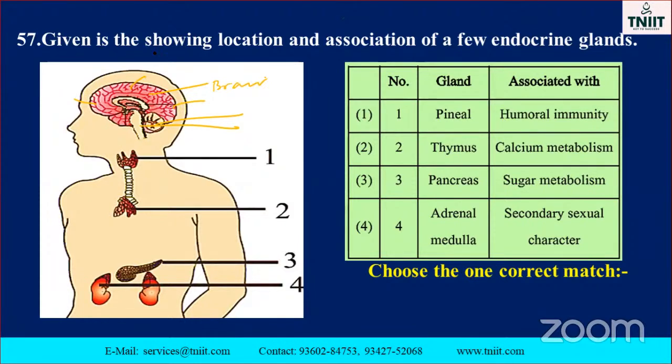Here, see the question: the diagram is showing the location and association of a few endocrine glands. Where is the pineal gland? First one is the pineal gland. Pancreas, where is it? Thymus, where is it? Adrenal medulla, where is it? A corresponding option is there. The pancreas is denoted as sugar metabolism. Pineal, humoral immunity, no. Thymus, calcium metabolism, no. Pancreas, sugar metabolism, yes, correct one. Adrenal medulla, secondary sexual character for female. So read the question carefully and correlate it with the diagram.